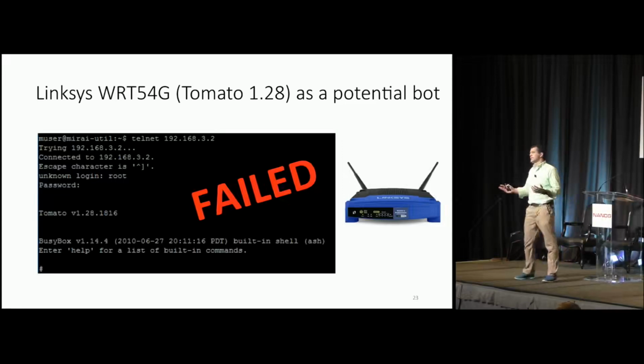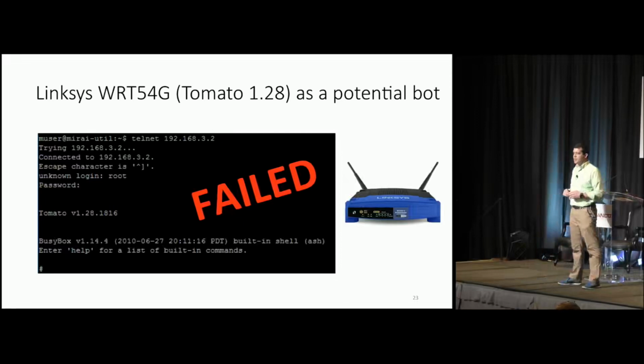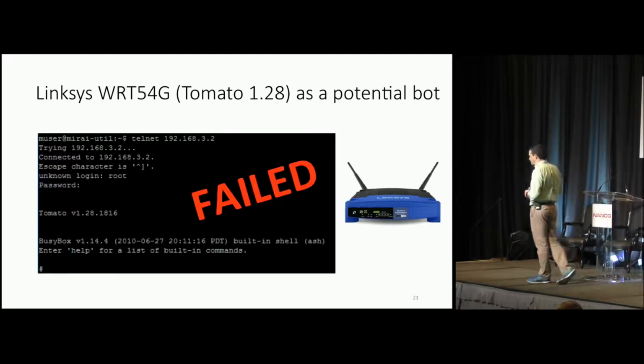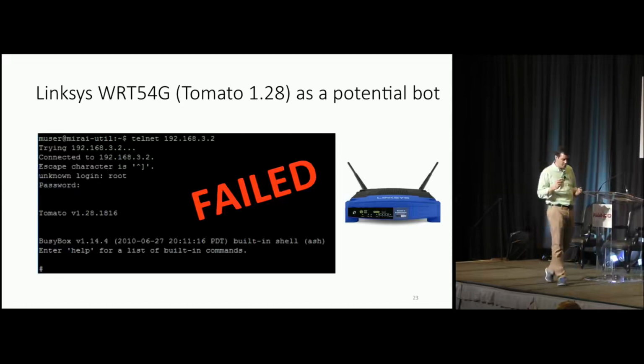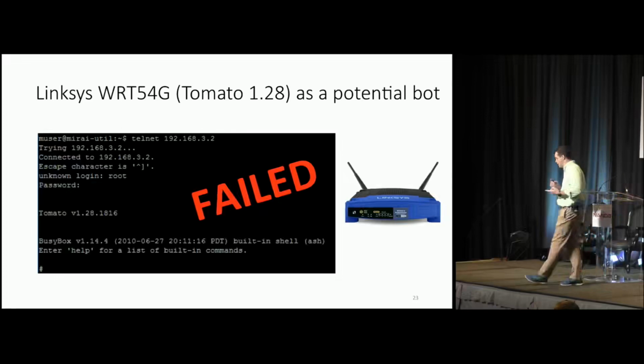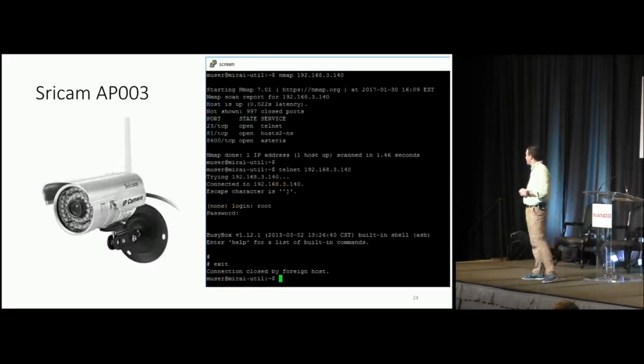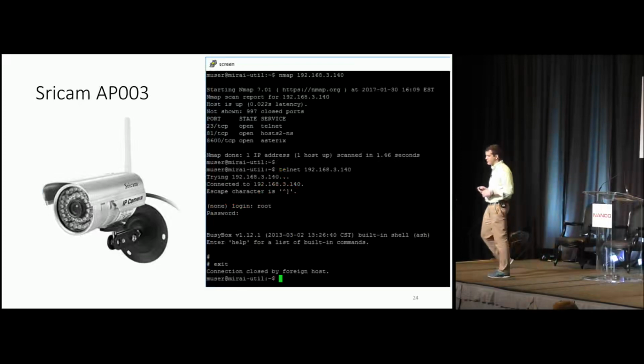So I'm thinking, okay, this is an IoT botnet, a camera botnet. So I go to Amazon and quickly order one of the cameras that looks cheap and that I think is one of the names potentially included. Didn't work. So I'm thinking, all right, I can probably go to Micro Center, they have cameras there. I got one there, didn't work. Another one, didn't work. So for what it's worth, not everything is infectable. But I found one. Here is a Sricam AP003.